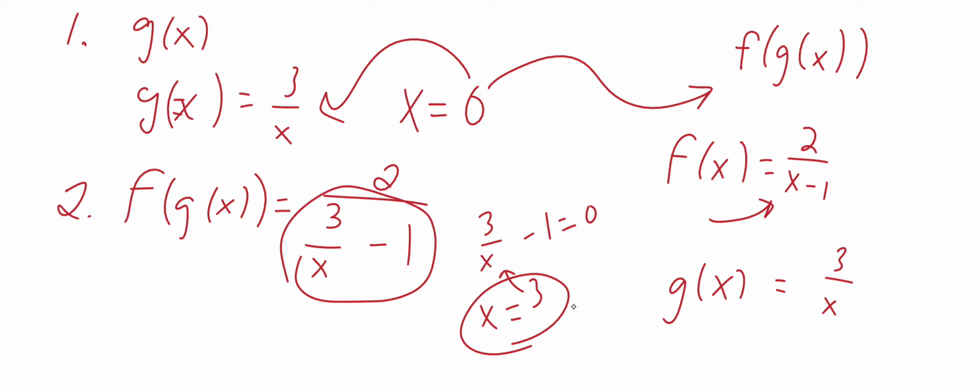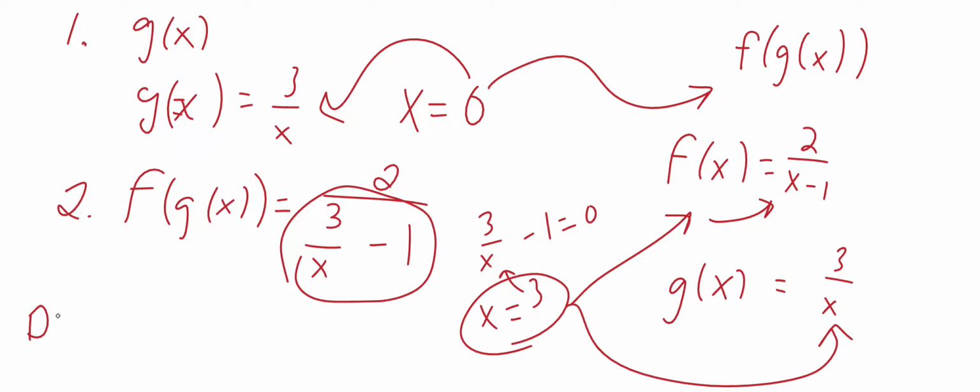That doesn't mean 3 is not allowed in g. 3 definitely works in g, but it fails when we build the composition. It's able to produce an output in g, but it is not able to produce an output in f of g. And that's the extra consideration that we need.